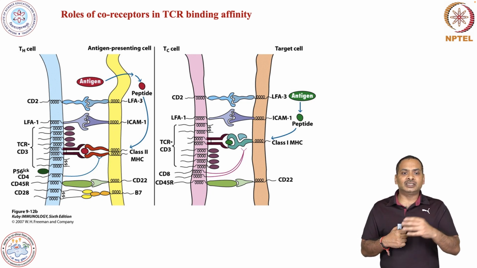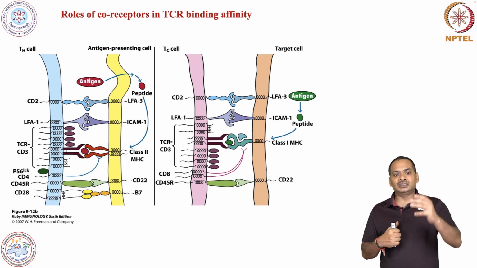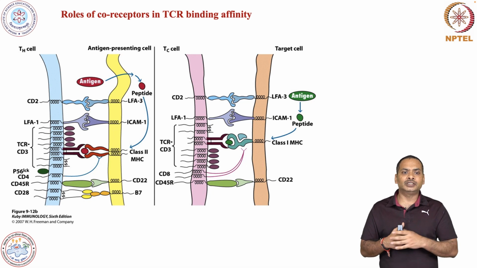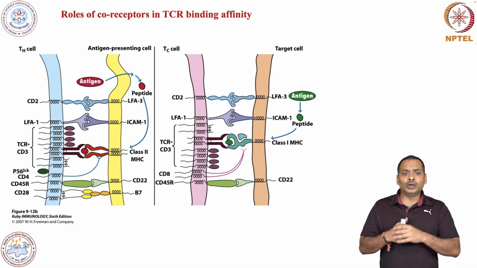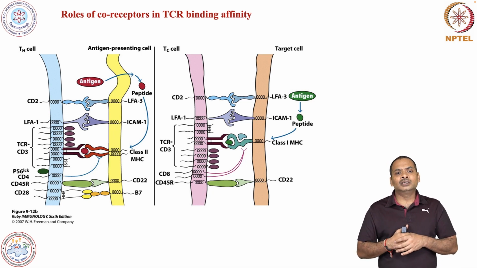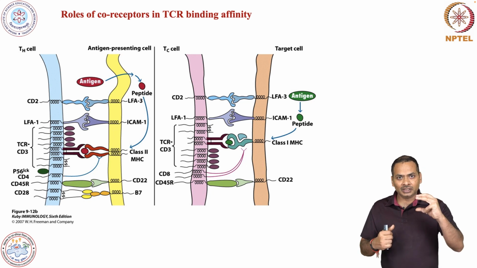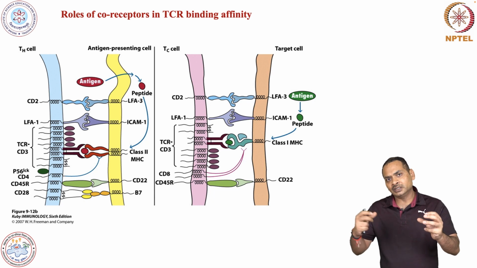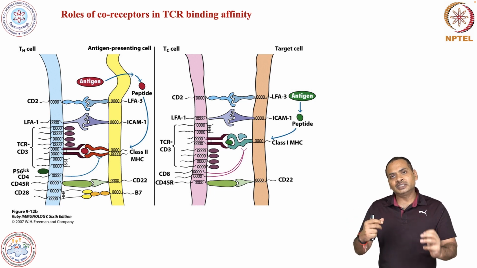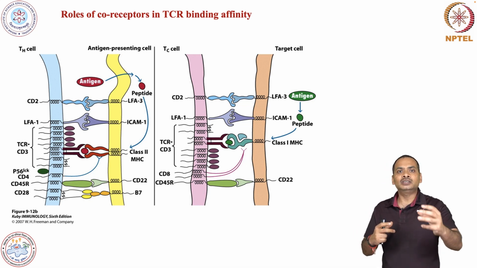On the other hand, you can see the cytotoxic T cell and target cell interaction. Here again there are TCR, CD3 and CD8 molecules. Besides this, there are other molecules like CD2 interacting with LFA3, LFA1 interacting with ICAM1, and CD45R interacting with CD22. So try to understand, this interaction alone, TCR, CD3, MHC plus CD8, is not sufficient. In addition, you need other interactions.